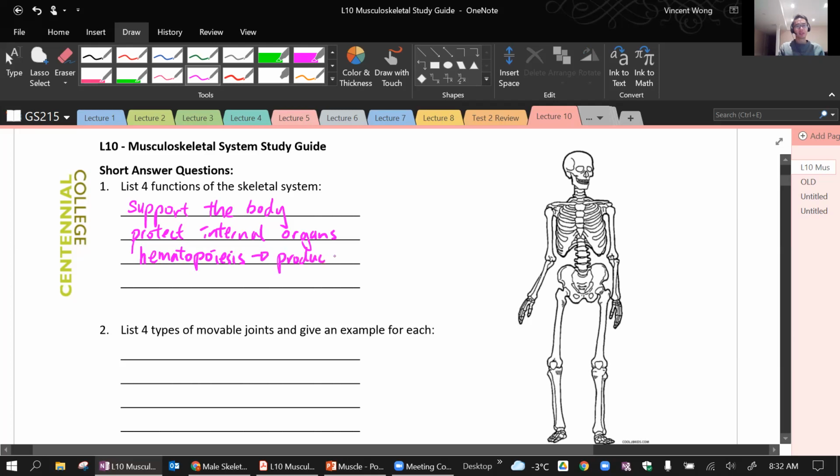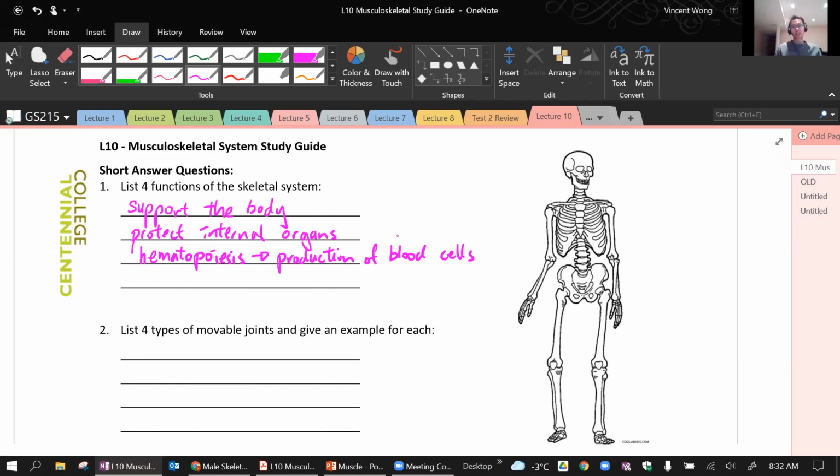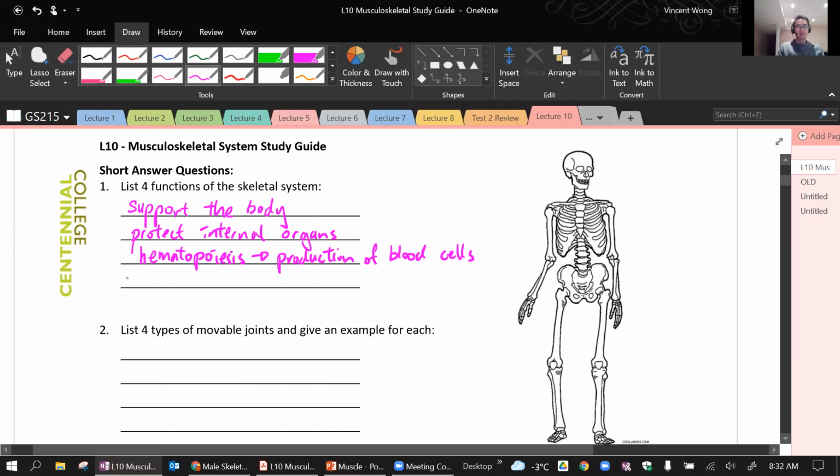We learned that a very long time ago. Production of blood cells from bone marrow. Okay, so there is the red bone marrow, which are the active sites of hematopoiesis. But as we age, they get converted into yellow bone marrow, which is primarily for fat storage. And another function of the skeletal system is mineral storage. Okay, so the one that everybody is familiar with is calcium, right?